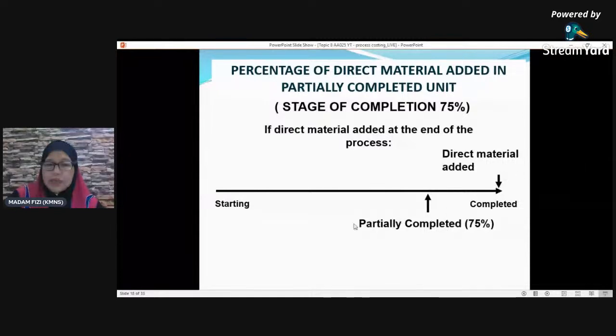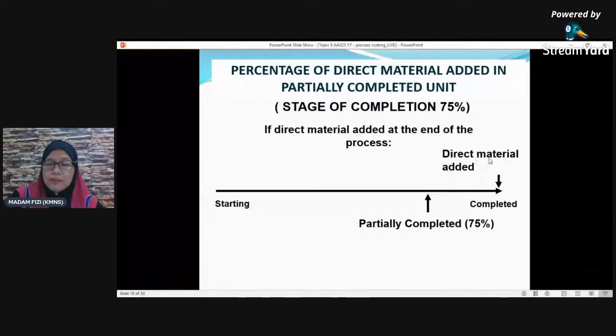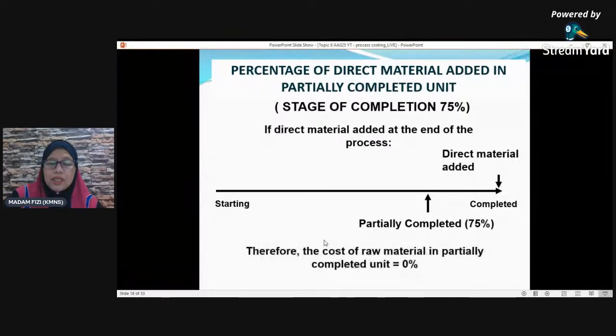Okay, padahal dia baru siap 75%. Okay, and then kita akan letak dia pada at the end of the process. So what happened to the direct material? Macam ni kita nak kira. Okay, therefore, the cost of raw material in partially completed unit equals to 0. Tak ada.